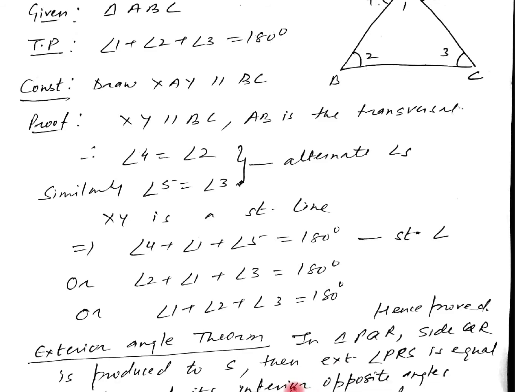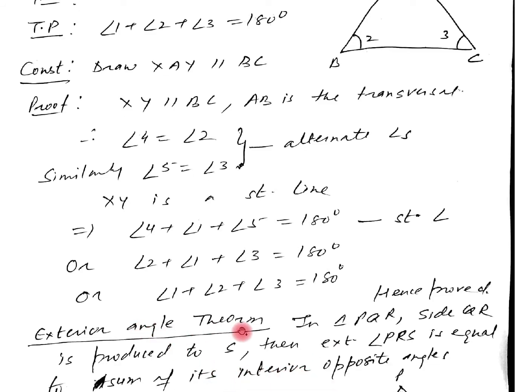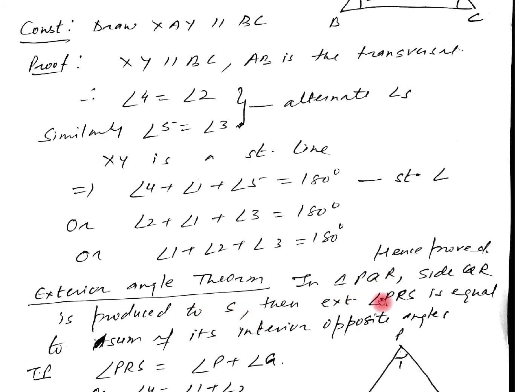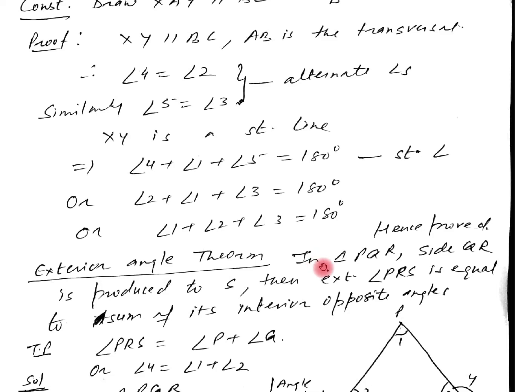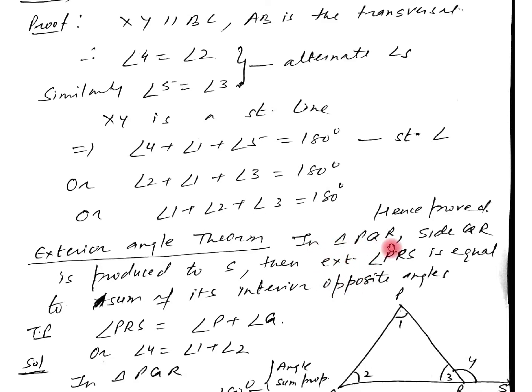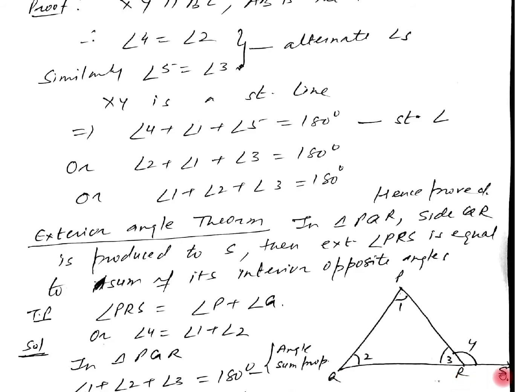Now the next theorem is the exterior angle theorem. Here we have to prove something in triangle PQR. You have already studied this theorem in the 8th class. Today we will see how to prove it. In triangle PQR, side QR is produced to S. Then exterior angle PRS is formed and it must be equal to the sum of its interior opposite angles. We know the theorem: the exterior angle of a triangle is always equal to the sum of its interior opposite angles. So let us see how to prove it.